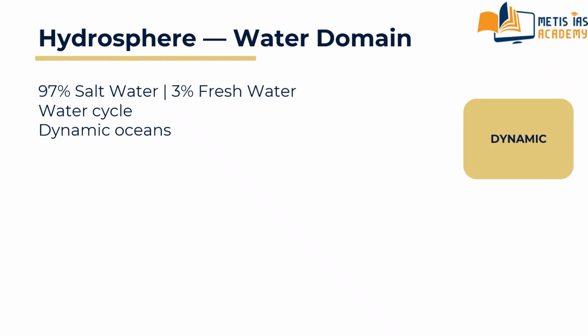UPSC rarely asks numbers directly. Instead, they test understanding. Ocean currents influence climate, water cycle influences rainfall, glaciers influence river systems like the Ganga and Brahmaputra. So hydrosphere is not static, it is dynamic.